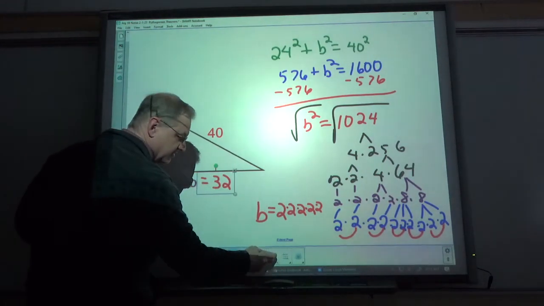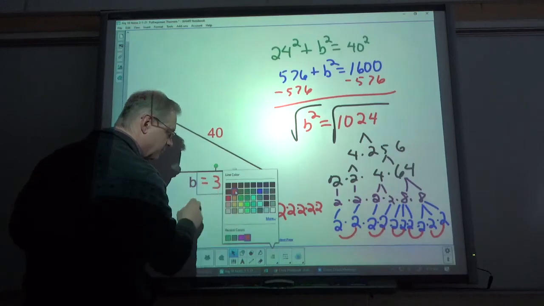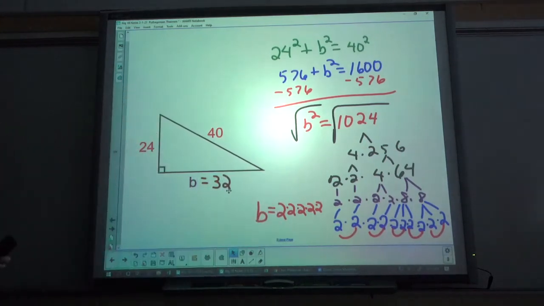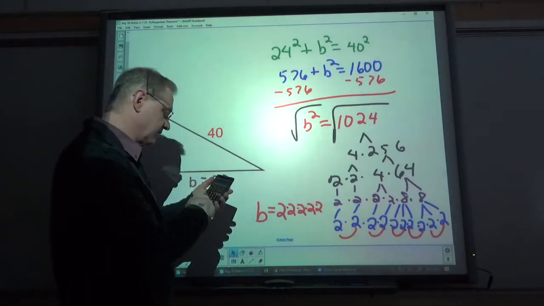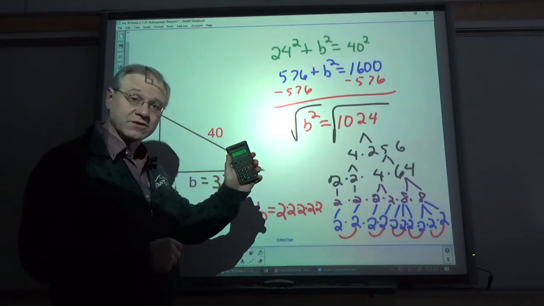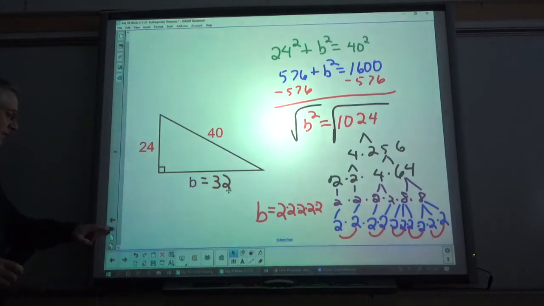Actually, I think I'll put that in a different color. Oh, no, I don't like that. There. B is 32. Now, I could have done that with my calculator. 1,024 square rooted is also 32. Depending upon which method you were asked to use.